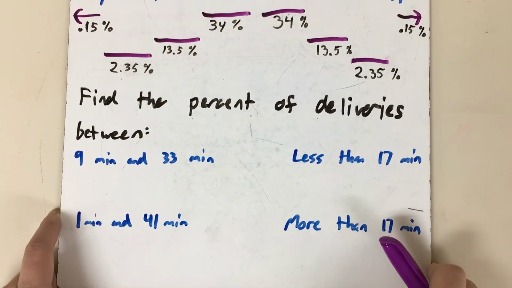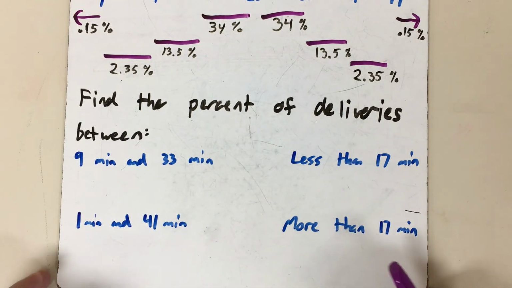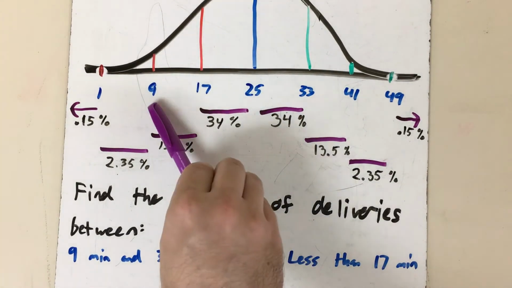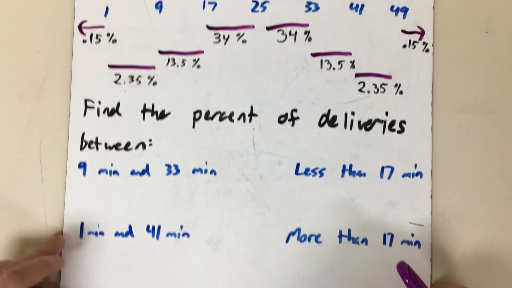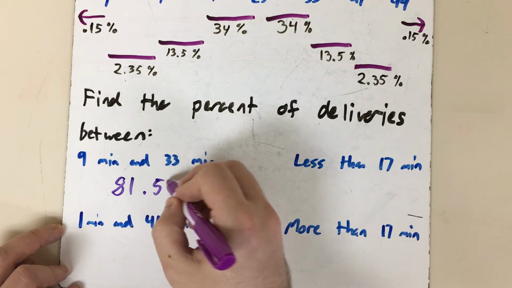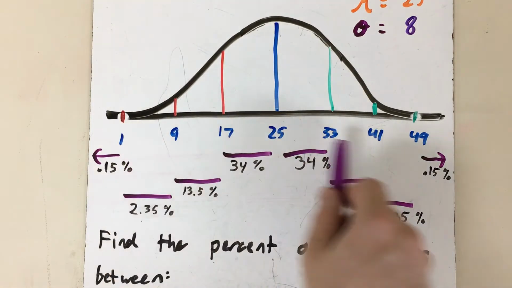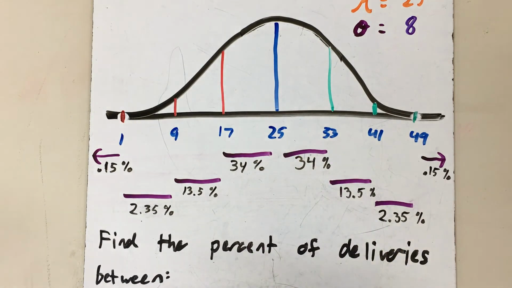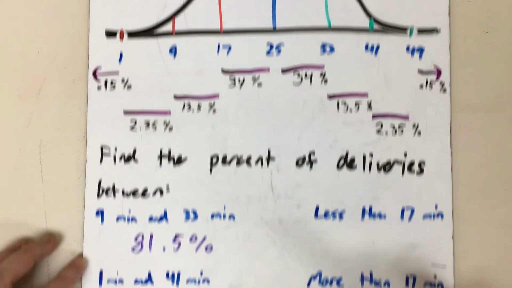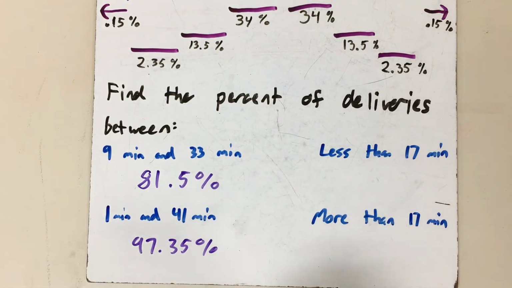If we're looking for the percent of deliveries between these two sets of times, then we'll have another less than problem and more than problem over here. Our numbers are exactly the same. So between 9 and 33, we're still just looking for our 34, 34, 13.5, which will actually give us 81.5%. Between 1 minute and 41 minutes, so between 1 and 41, we have a 2.35, 13.5, 34, 34, 13.5, and that is going to give us 97.35% of our data, or of our deliveries are going to be between 1 minute and 41 minutes.